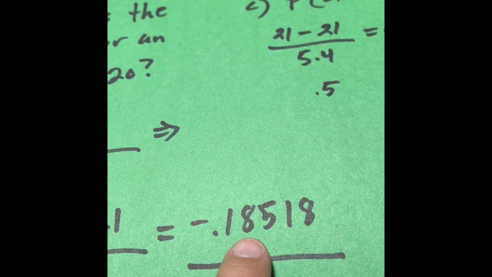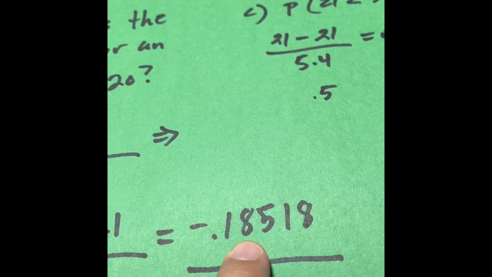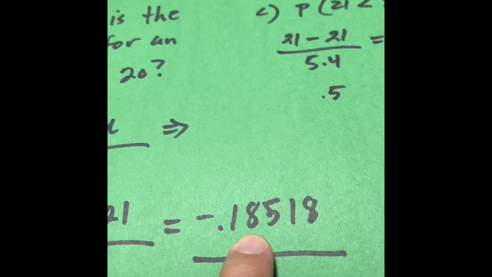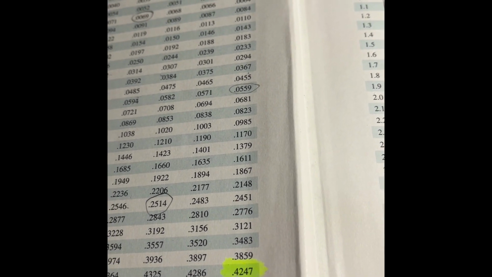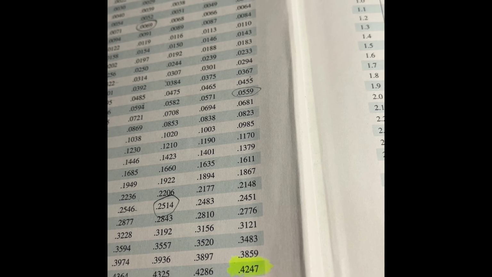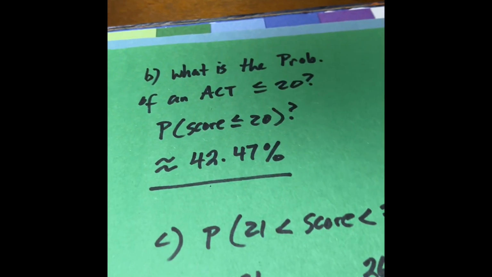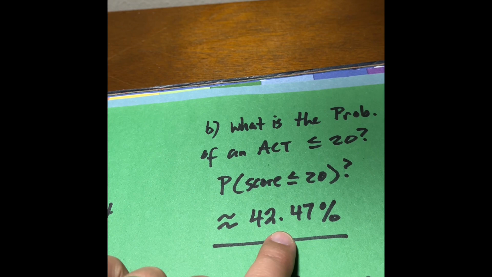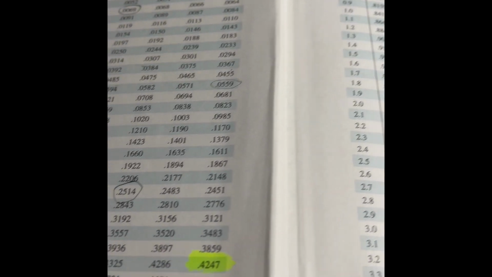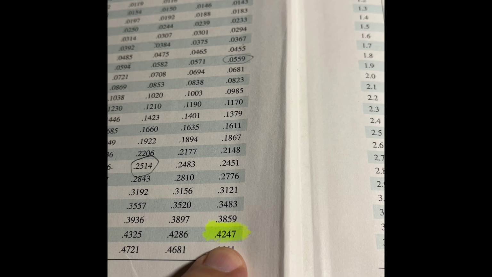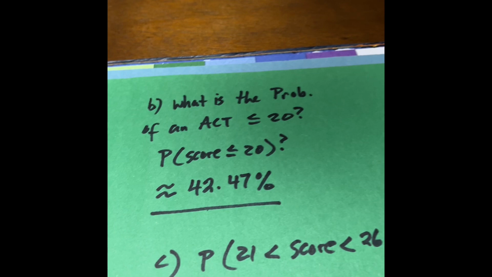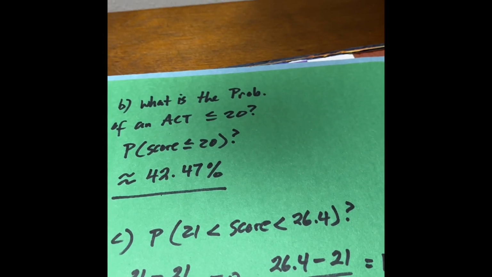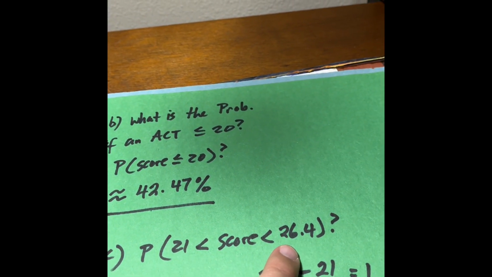So my value is 0.4247. The reason I'm doing that is that it rounds closer to negative 0.19, because it's negative 0.185. So my score is going to be closer to this, or maybe in between these two values. So this is a pretty good estimate. So that means that there's a 42.47% chance. What I'm doing is changing that from a decimal to a percent. You move the decimal 2 places to the right and you add a percent sign.